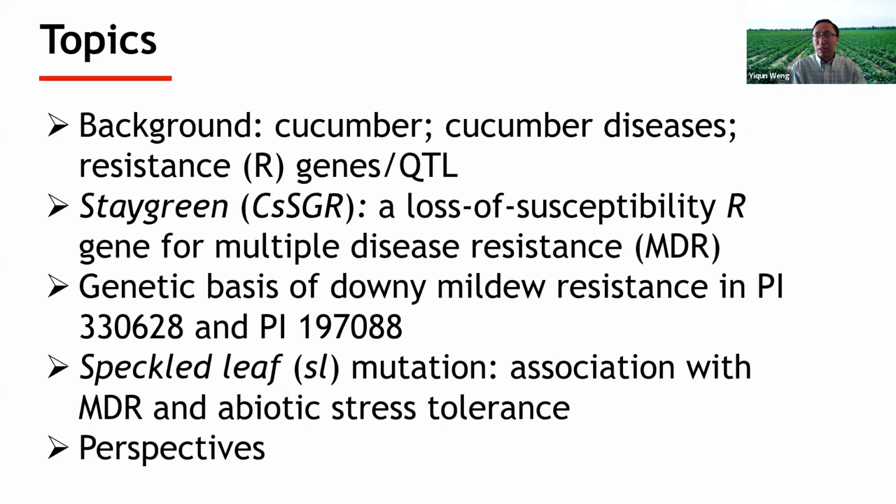And then I will focus on downy mildew in 2 PI lines: the genetic basis, the genetic architecture and complexity, and very diverse mechanisms. And the third example is a mutation we are recently working on called Speckled, which is probably not directly related to disease resistance, but it does show association with multiple disease resistance, and also with some biotic stress tolerance.